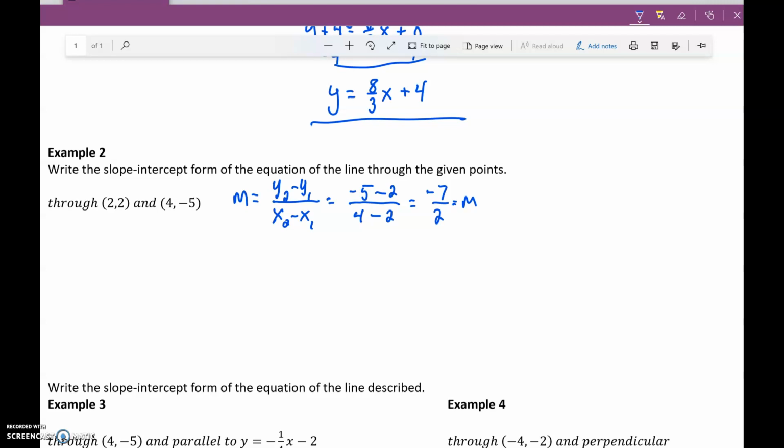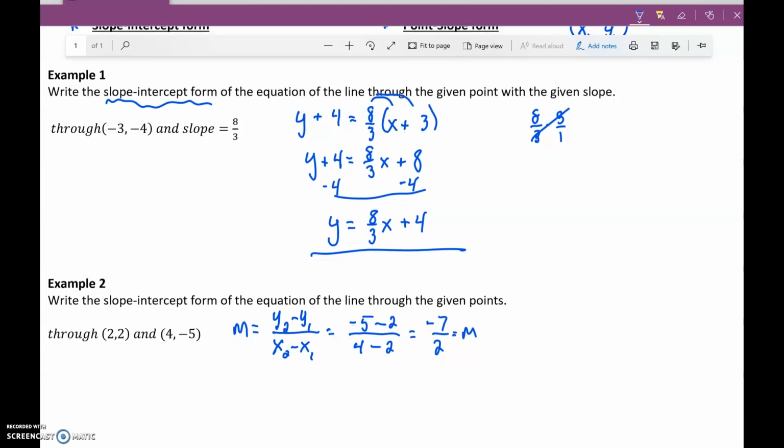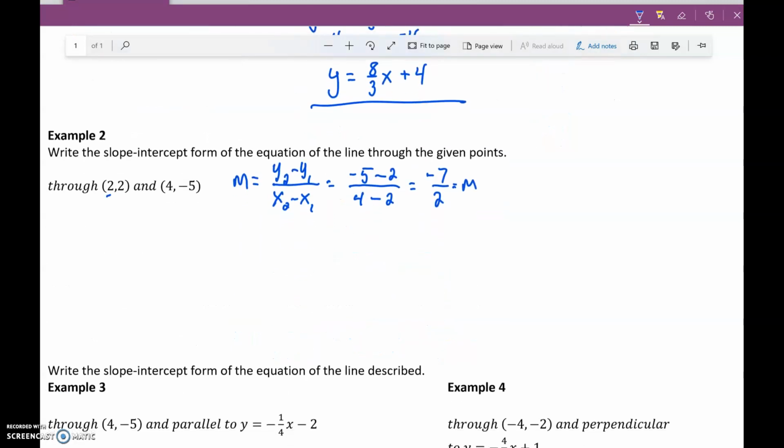Pick one of these points and do exactly what we did up here with example 1. So that one looks like the easier point to use. I'm going to use the first point. Start with point slope: y minus y coordinate equals slope times x minus the x coordinate of that point, which is 2. Distribute.